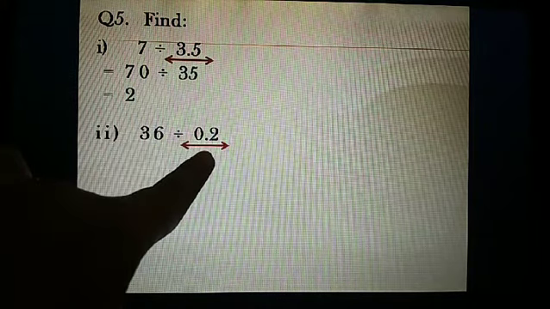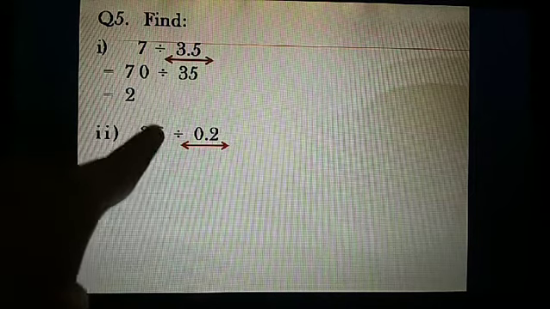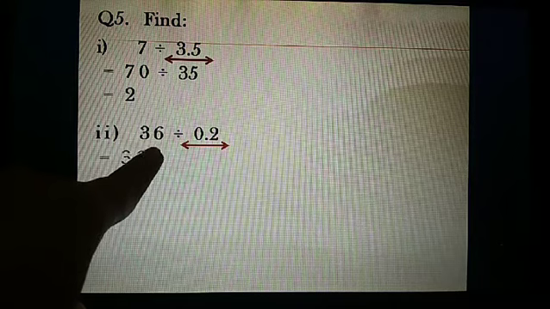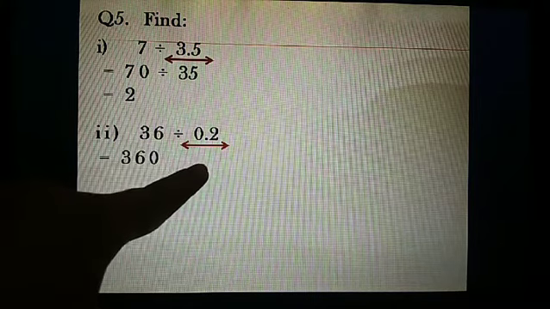Next, again, the second is a decimal number. It has 1 digit in the decimal part. So we will put 1 0 in the first number. As it is a whole number, just add 1 0 at the end. And now the number in the second place is 2. Divide the 2. Yes, what will be your answer? It's 180.